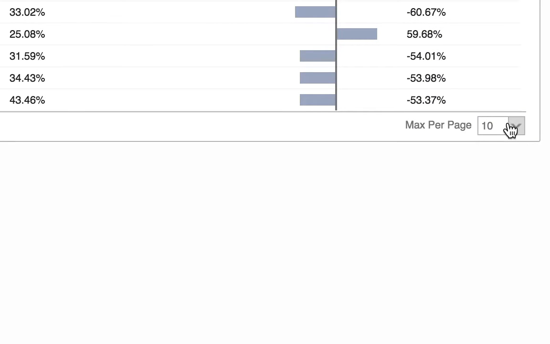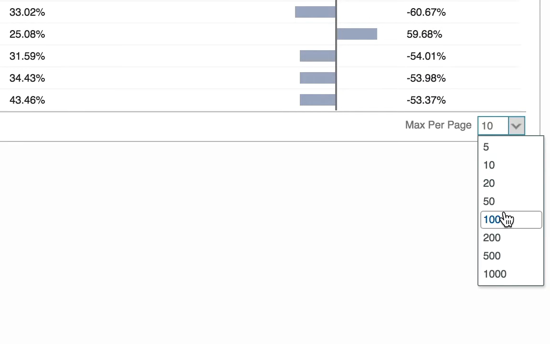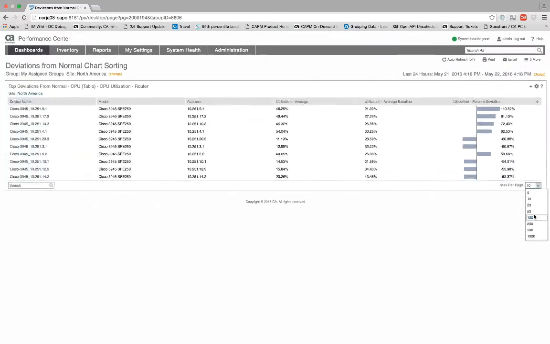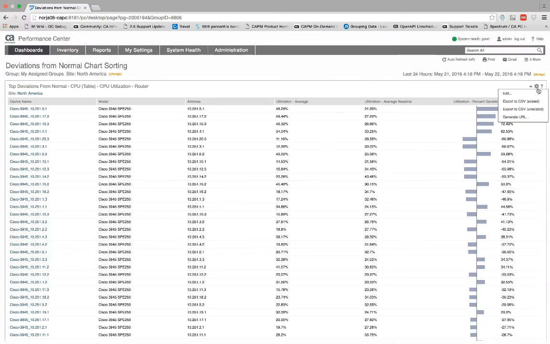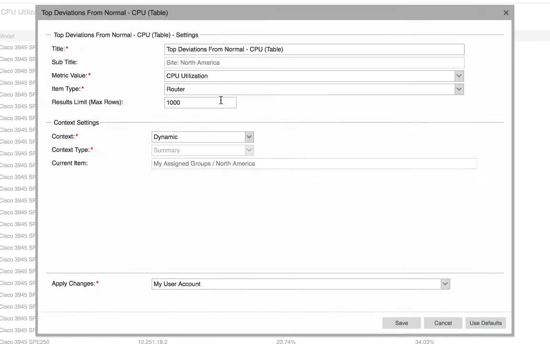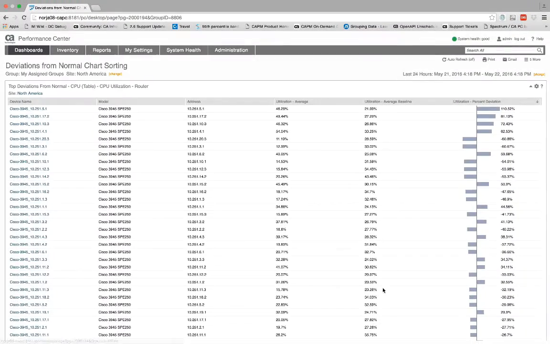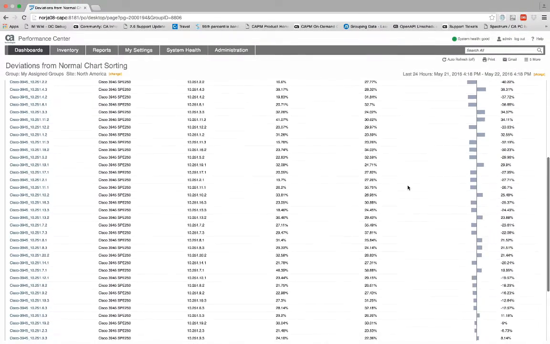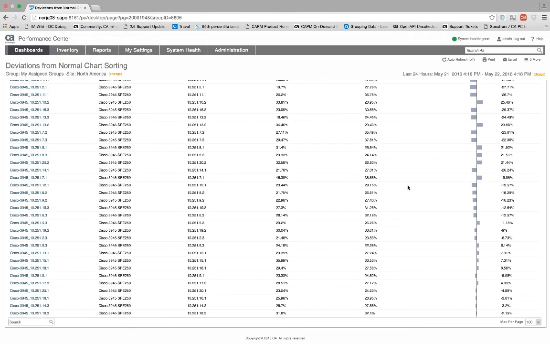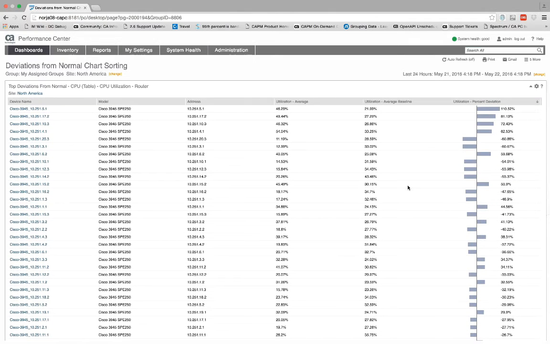In addition, one can increase the number of rows per page up to 1,000 rows, and the view can be configured to retrieve up to 1,000 rows of data. This simple-to-consume report provides a very clean view into understanding what's changed based on the time ranges being evaluated.